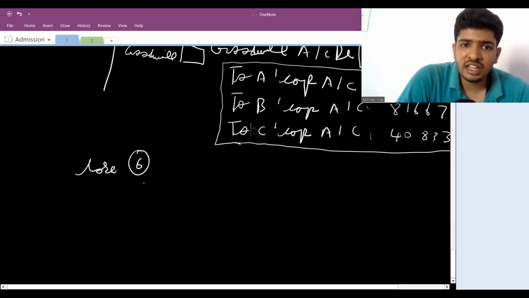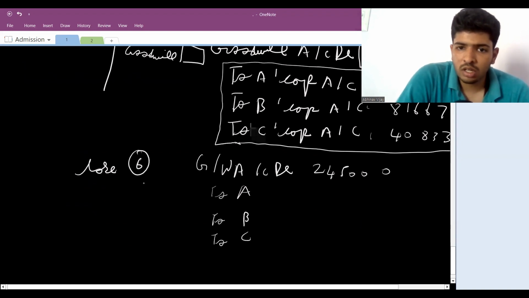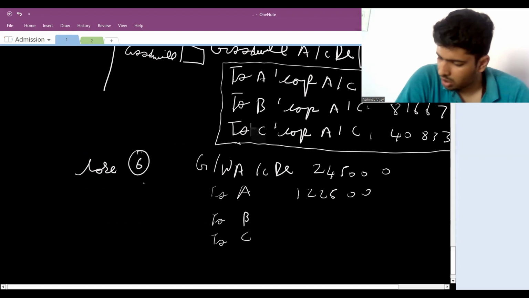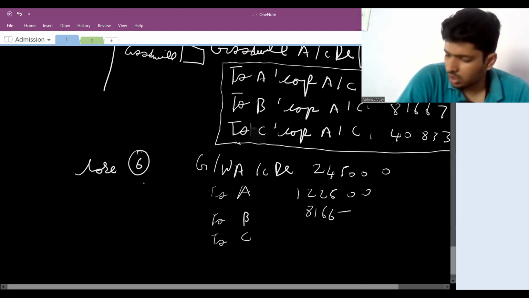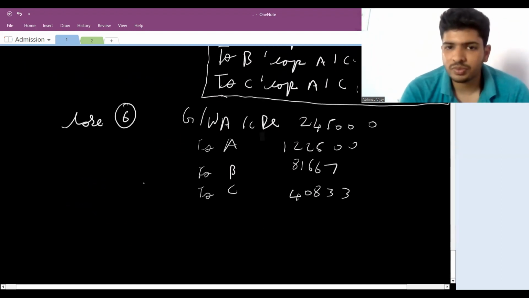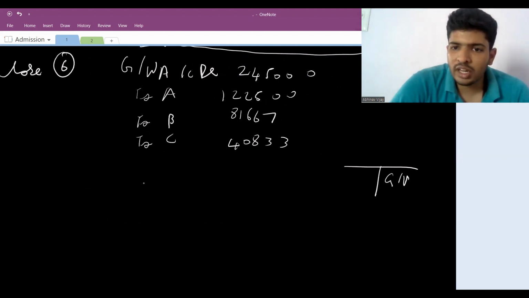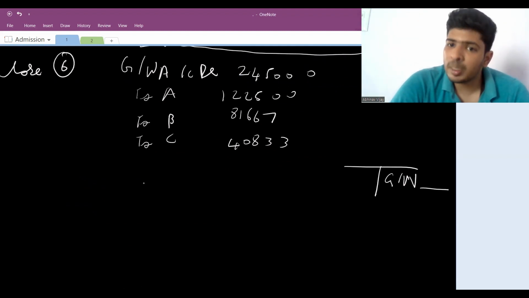So in case 6, the raising entry is the same. Goodwill account debited, 2,45,000. A, B, C, in the ratio in which they earned it. So 1,22,500, 81,667, and 40,833. Now we need to write it off. Write it off means, in the previous case, we just needed to raise it, and this will be part of your books. Now, in this case, they're telling us we need to raise it, but then immediately we have to kill it, reduce the entire amount from the books.